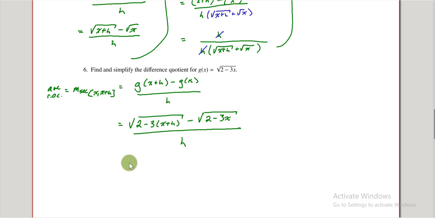Okay, so we can do some cleaning up. I can distribute that minus 3 through if I like. I can take a line to do that, so maybe I will. I'll do 2 minus 3x minus 3h minus the square root of 2 minus 3x all over h. And our directions were to find and simplify the difference quotient.